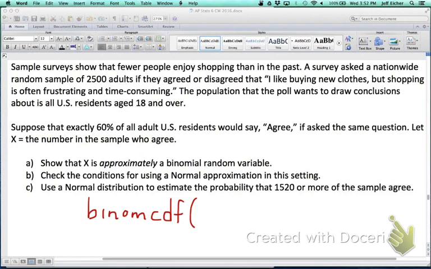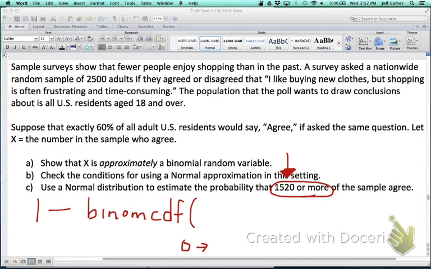Some calculators will let you do an upper and lower bound, and I am jealous if you have a calculator like that. Binom CDF goes from 0 up to the number that you tell it. But we want to go 1520 or more. So we're going to need to do the complement, 1 minus binom CDF. And the number we tell it is 1 less than this value that we want, because we're going to calculate up to 1519.